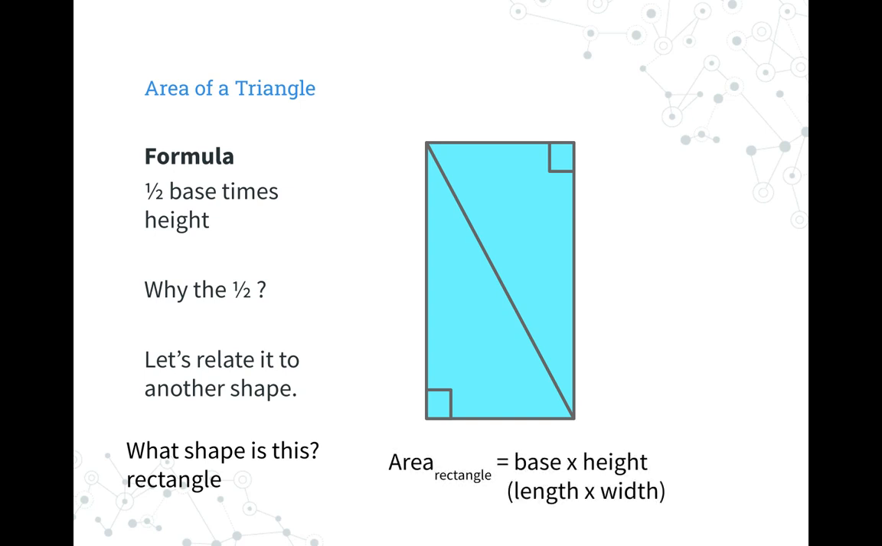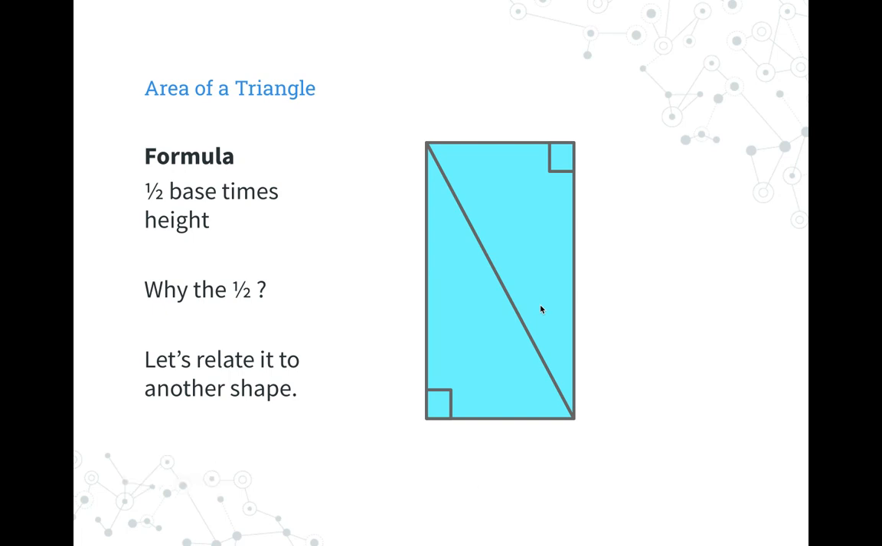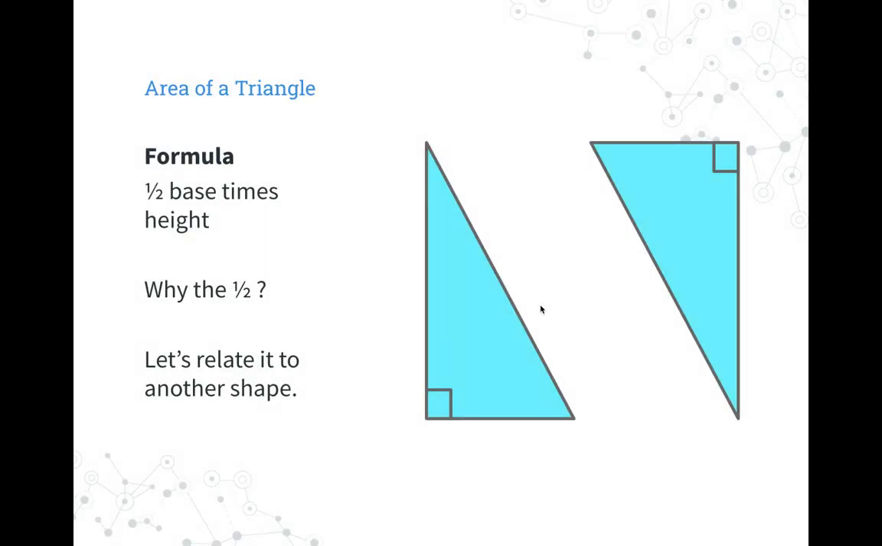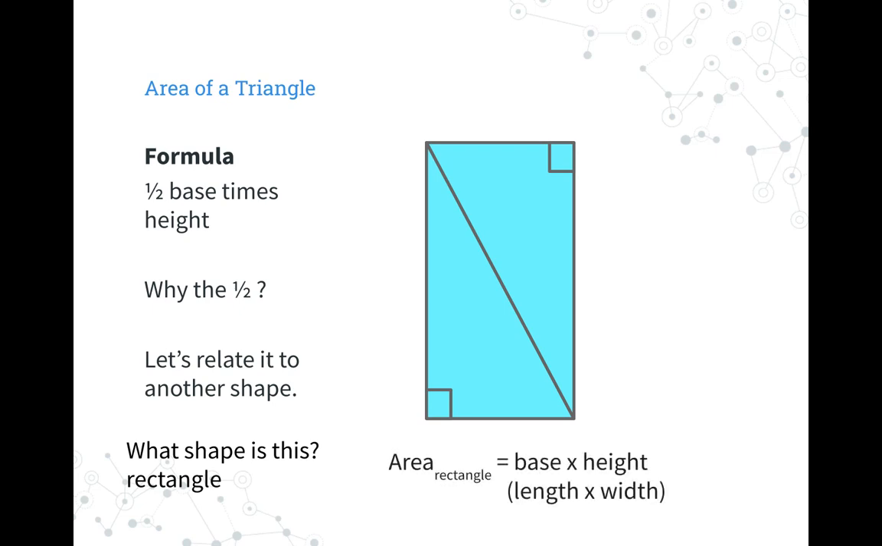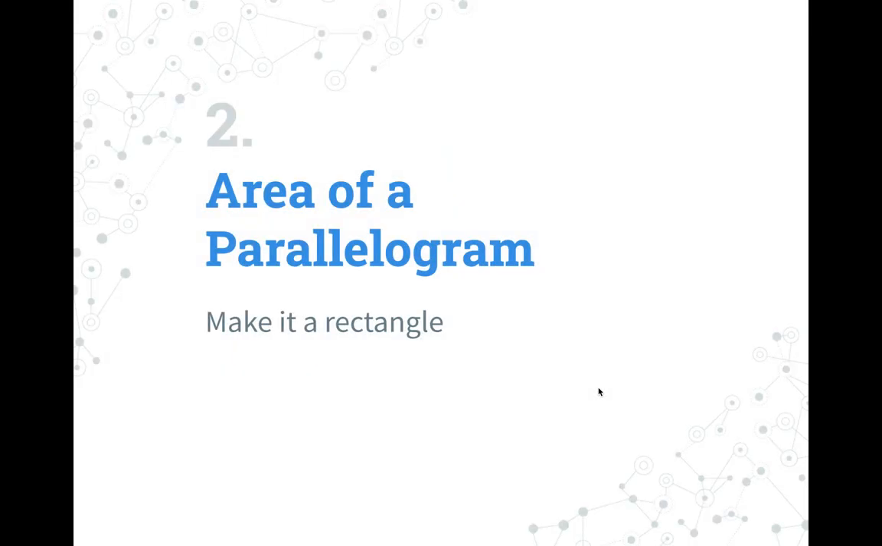And what is the area of a rectangle? We all know that the rectangle has an area of base times height. So if this entire rectangle has an area of base times height, we can see that this triangle is just half of that rectangle. So it takes up 1/2 of base times height.